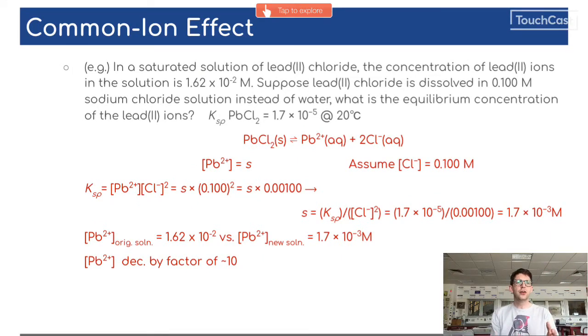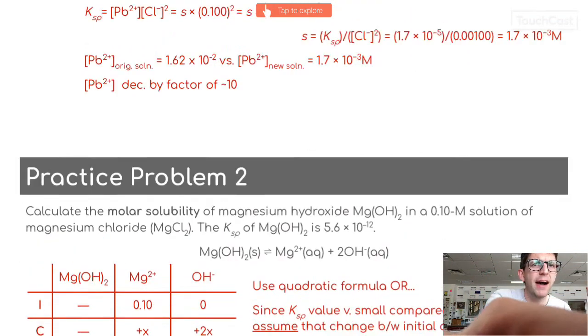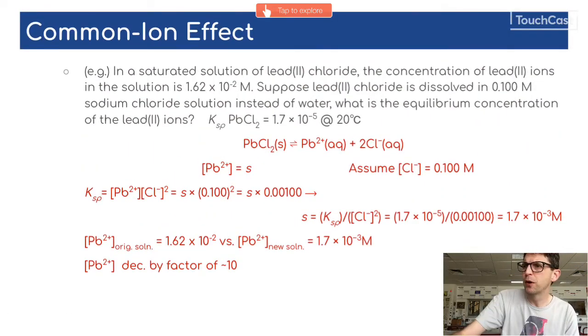So what I would encourage you to do is pause the video here, read the example problem that's posted, try to solve it on your own, and then when you're done, or if you're struggling, go back and look at the solution here that's in red. Hopefully this will show how not only qualitatively, but quantitatively, we can illustrate this common ion effect. Now, after this, I have just a few more practice problems, exactly three.